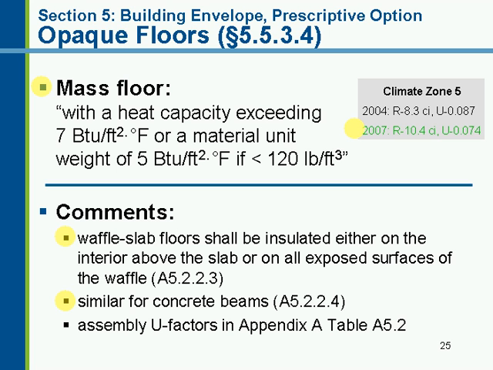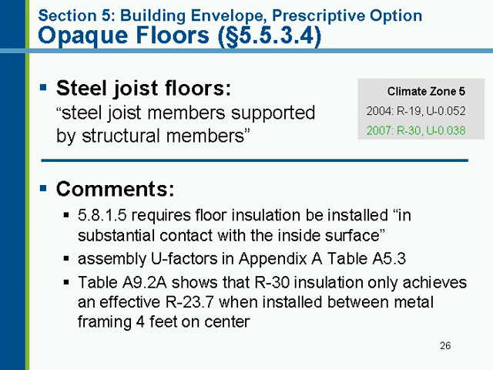Similarly, for concrete beams, you need to either insulate above or around the concrete beams themselves. And the assembly U factors are in Table A5.2. For steel joist floors, we're talking about steel joists supported by structural members. The insulation requirement for 2007 in Climate Zone 5 is R30, and that's up from R19 in 2004.